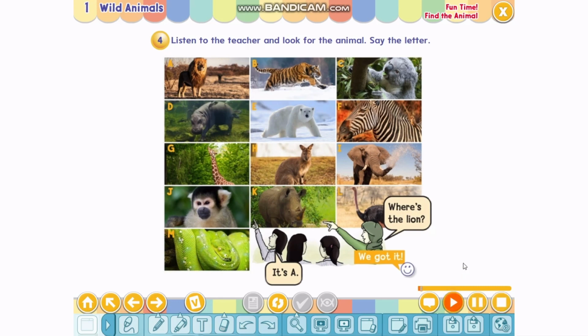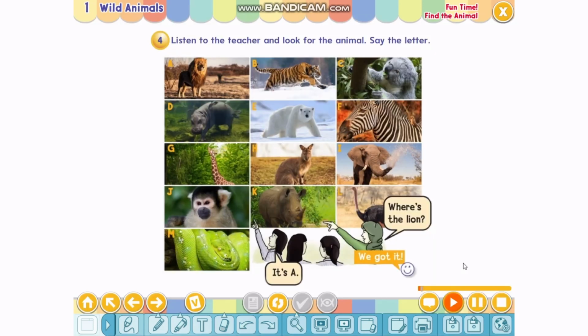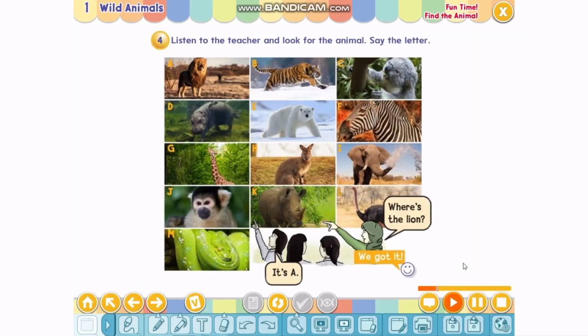Where's the lion? It's A. Good, that's right. Where's the kangaroo? It's H. Good, that's right.